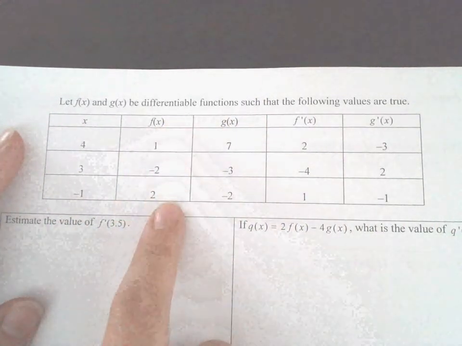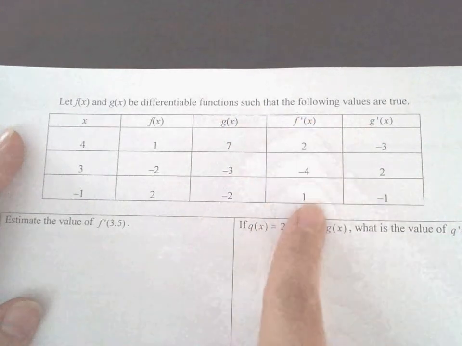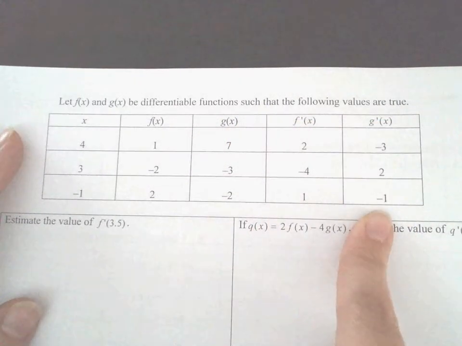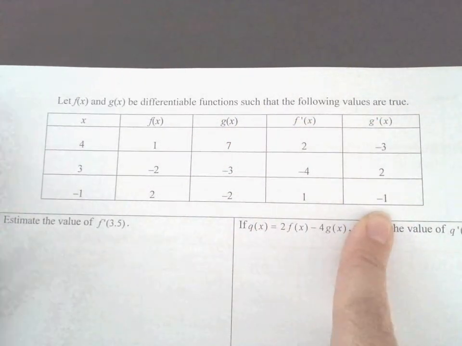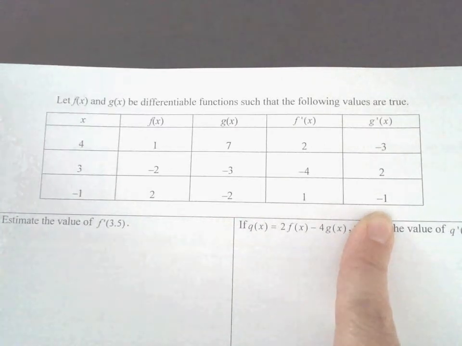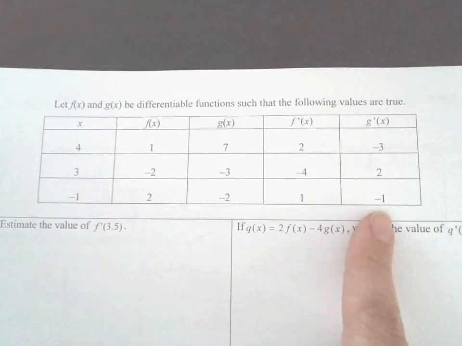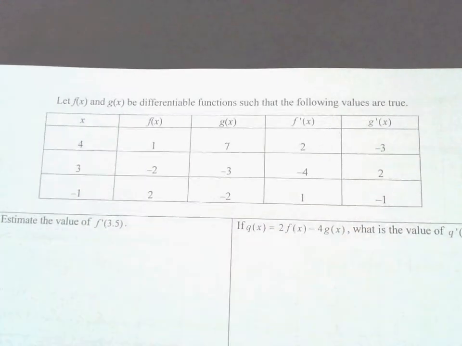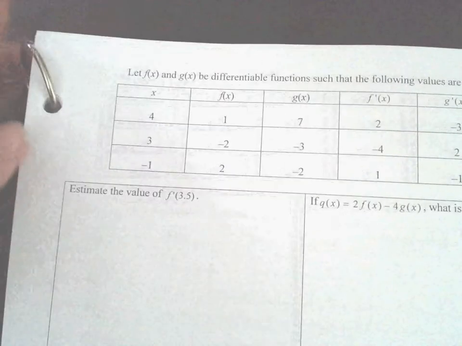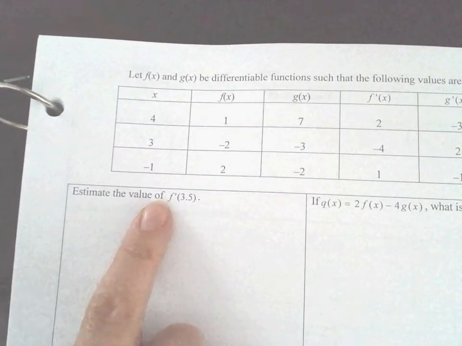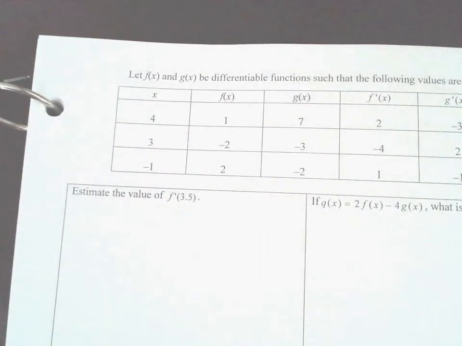We've got a column of x's, so 4, 3, negative 1. And then you've got different function values. I've got all the function values for f of x, g of x, f prime of x, and g prime of x. Okay, everybody see what you're looking at? I love these because there's not much basic calculation going through. It's not so much arithmetic and more just calculus.